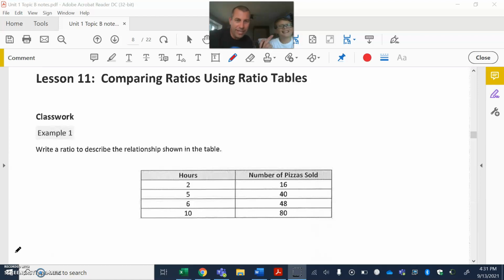All right. Thank you. So, what they're asking us to do at the very beginning is write a ratio to describe the relationship shown in the table. Now, that's a very generic kind of comment, write a ratio. There are lots of ratios there. So, what we want to remind ourselves is that in a table, they're all actually out of the exact same ratio. So if we simplify these ratios, we should get the same answer.